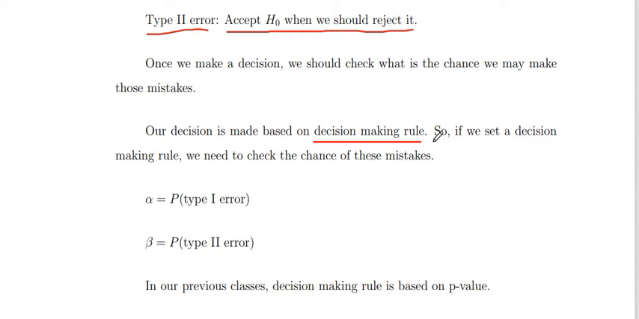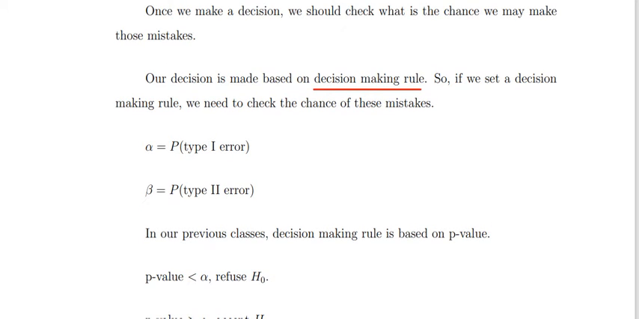For any decision-making rule, to judge it we need to check what chance we will make mistakes by applying the rule. We denote alpha as the probability of committing a type 1 error, and beta as the probability we may make a type 2 error. So that's alpha and beta.